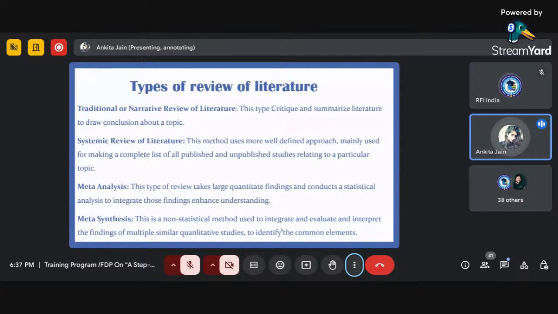Types of review of literature: there can be multiple types, but these are the 4 major things. One is traditional or narrative review of literature, as I have just mentioned, that you have to mention the title, the body, the methods, the analysis, what has been concluded. So generally we are writing and summarizing anybody's work, and writing it so that we can conclude.